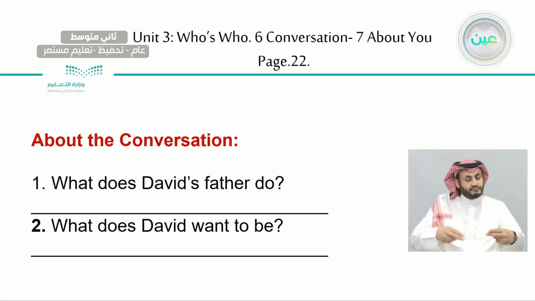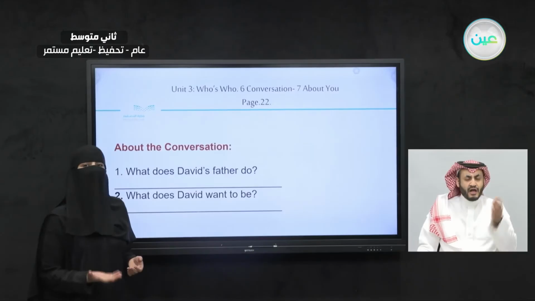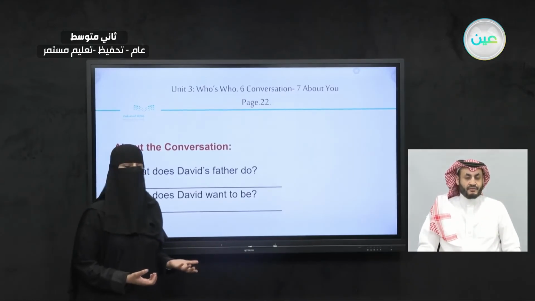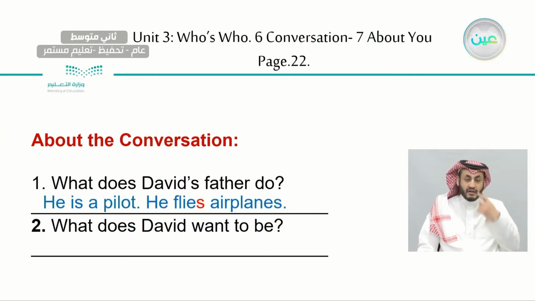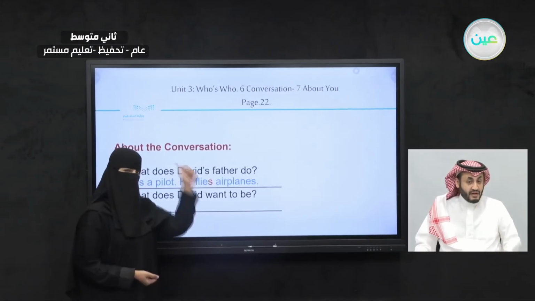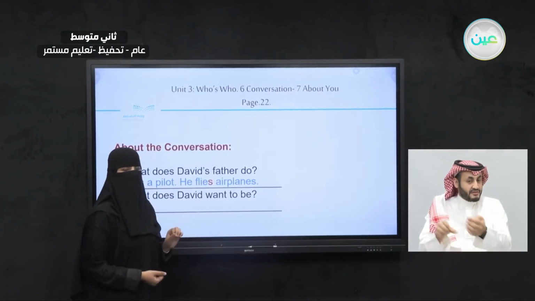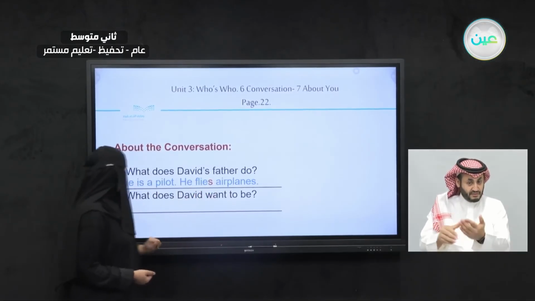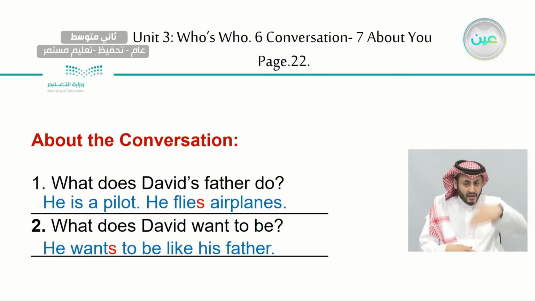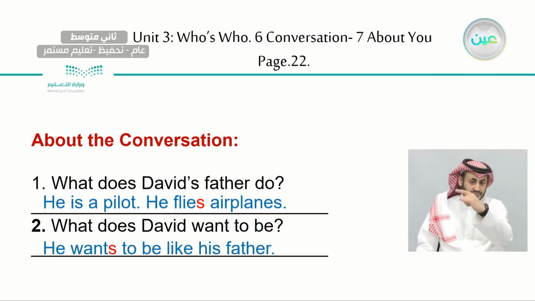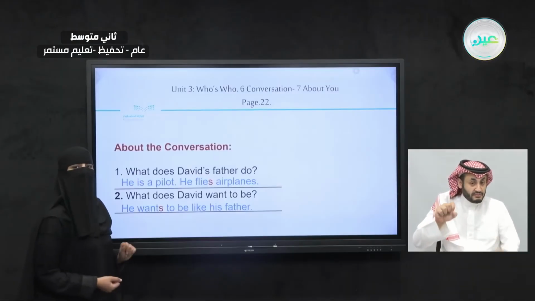Now, let's take a look here. What does David's father do? From the conversation, we had the boys David and Ross. One of them, his father is a pilot, and the other one, his father is a writer. So what does David's father do? He's a pilot. He flies airplanes. Look at the word flies. Do you remember in the grammar lesson when we talked about the present simple? He flies airplanes. Now, what does David want to be when he grows up? He wants to be like his father. He wants. We added S to the word want. He wants.